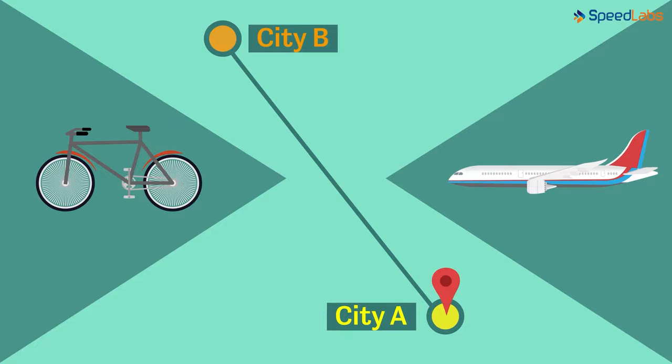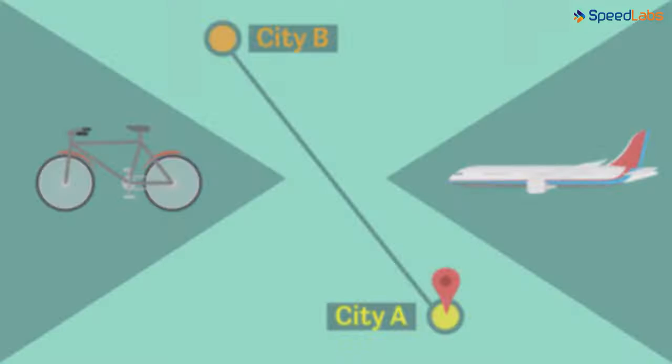Obviously, an aeroplane. Because the speed of an aeroplane in air is much quicker than the speed of a bicycle on a road. But what is speed?